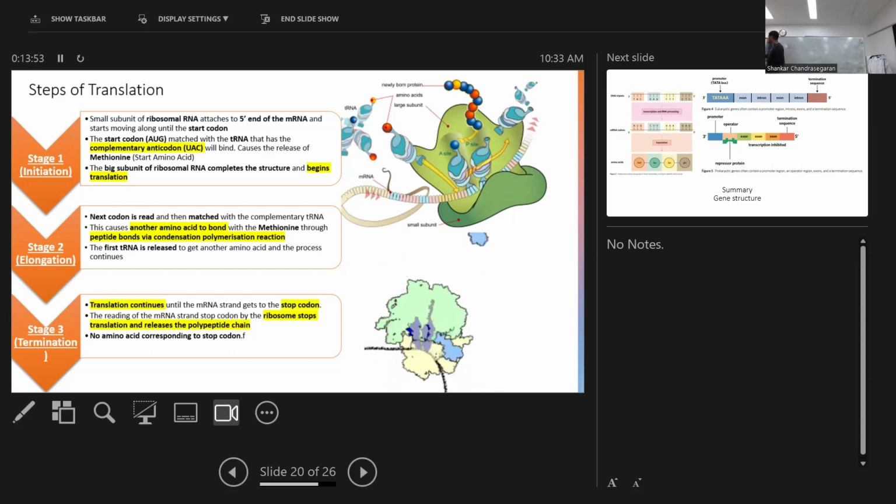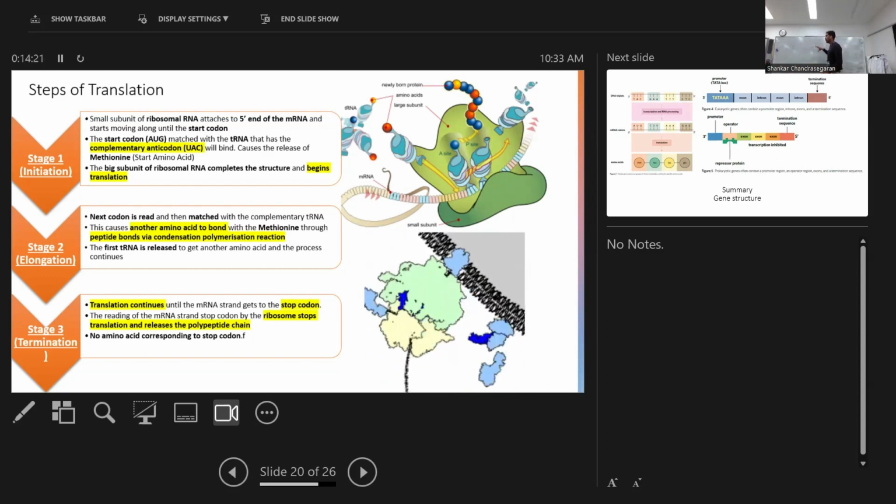All right. So this process continually happens until we reach the stop codon. So once it reaches the stop codon, if this is the stop codon here, so this 1, 2, 3, once it reaches that point, it reads the stop codon, but no amino acid will be released from the tRNA molecule. In fact, when the stop codon is read, all that happens is that translation stops and the polypeptide chain is released. Simple as that.